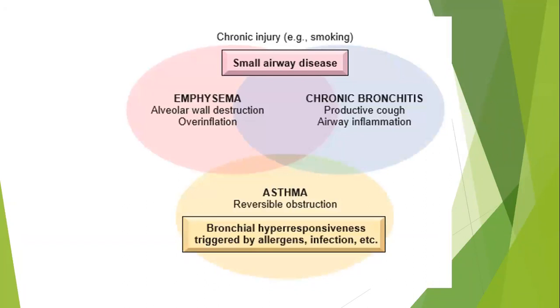Next. Okay, so this is a picture from Robbins where it says that usually there is an overlap. So emphysema overlaps with chronic bronchitis, which can overlap with asthma. While emphysema and chronic bronchitis, as you can see there, are caused by smoking, asthma is caused by bronchial hyperresponsiveness due to allergens and infections.